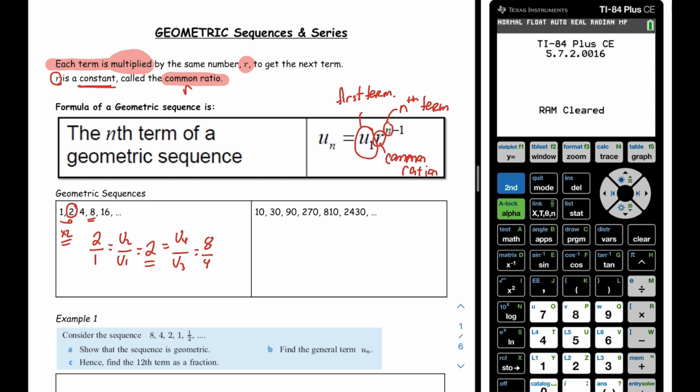So that's one common way that we can find the value of r, is dividing the term by the term that came before it. If we look at the other example here, we're multiplying by 3 each time. So we would have a common ratio of 3, and we would have a first term of 10. So we could write this as un is equal to 10 times 3 to the power of n minus 1. Very important to remember when you're dealing with geometric sequences, the exponent is only on the value of r. The exponent is not on our first term as well. So we're going to need to remember that when we do our calculations.